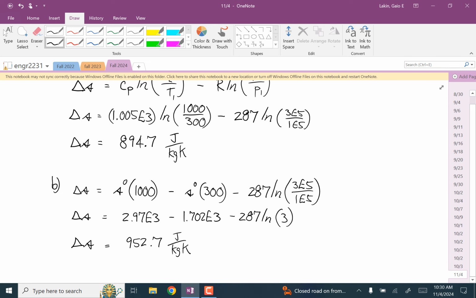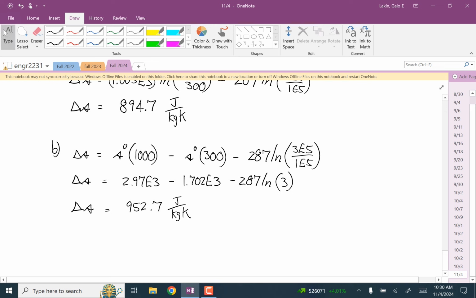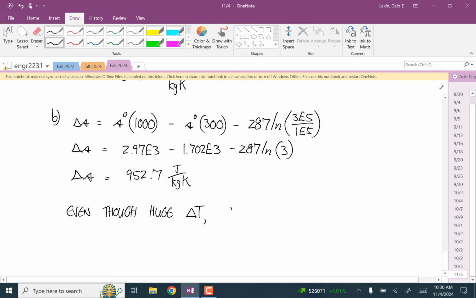I guess actually the range of pressures doesn't even matter. It's just how much the temperatures are varying. So even though this is a huge temperature range, a huge delta T, we got kind of okay results.